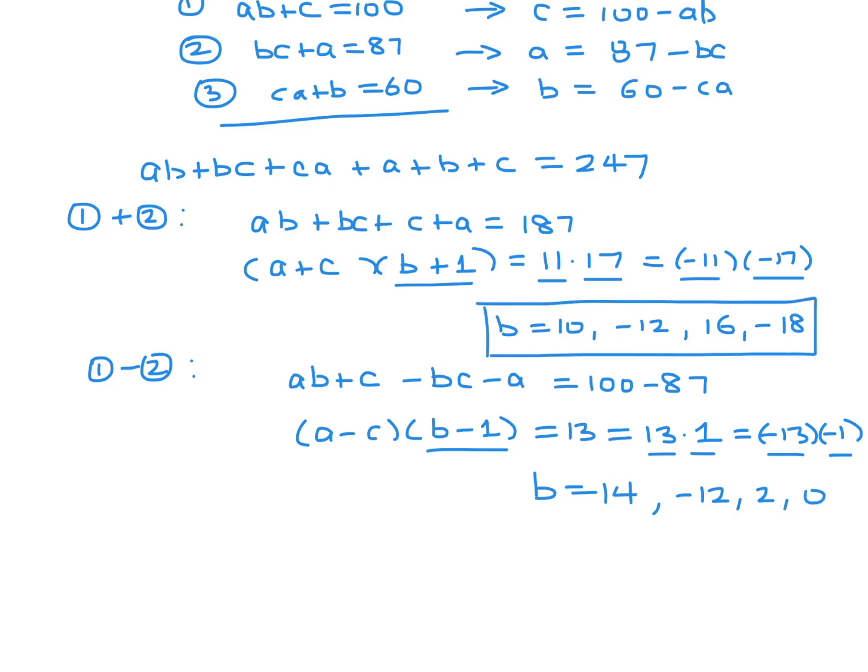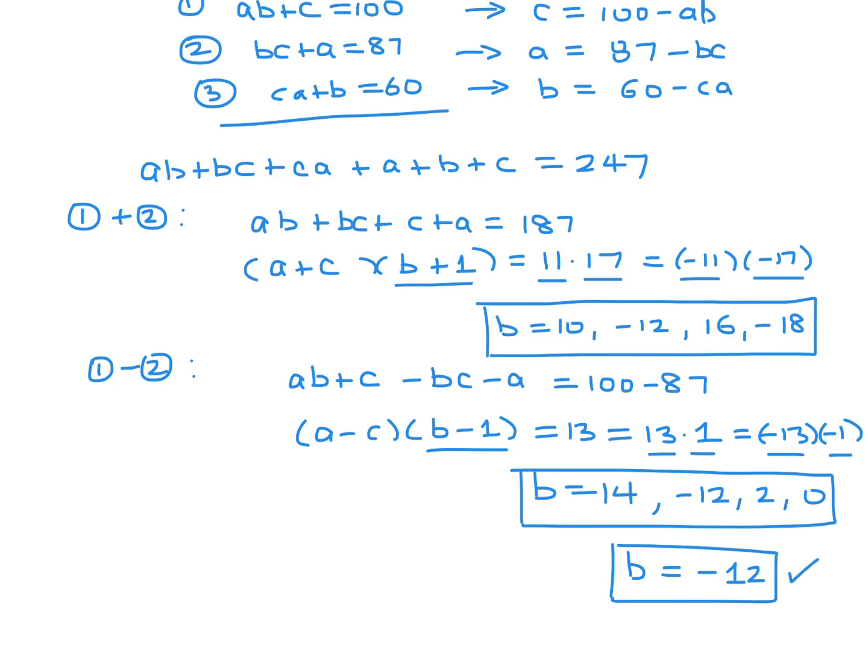So then now let's look at this. We want, obviously, the same value of b, right? It's all part of the same system of equations, so b has to be consistent. And there's only one value that appears in both of those. And which one is that? It's the minus 12. So that means we can conclude that b is equal to minus 12.